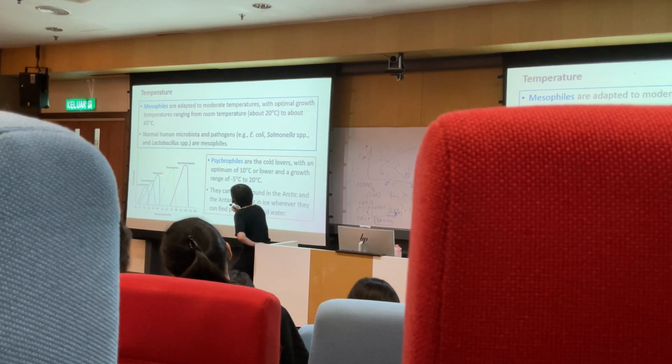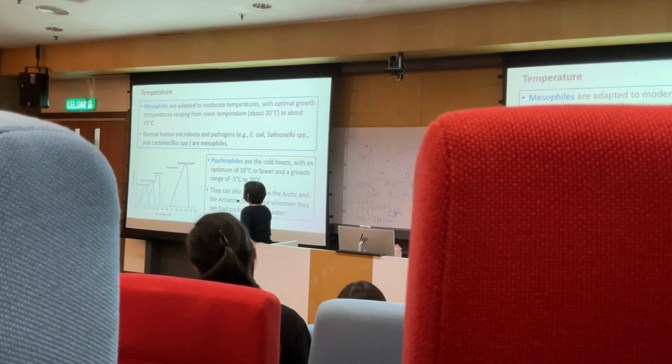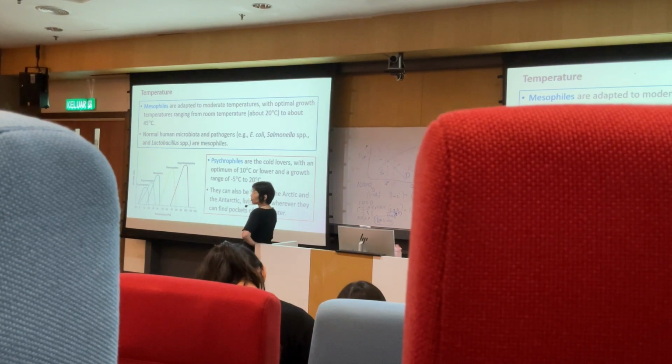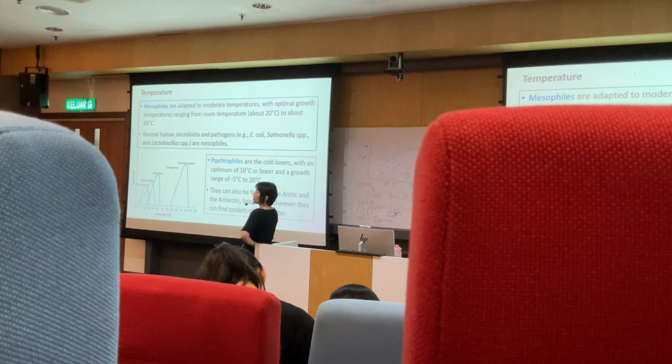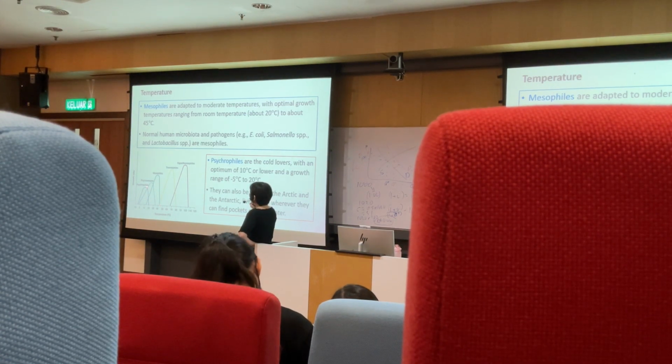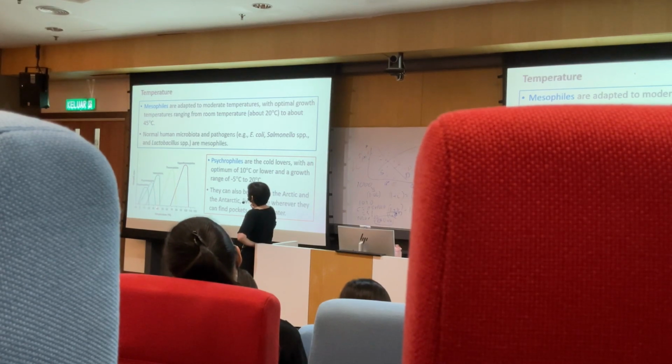Between mesophiles and psychrophiles, you have these psychrotrophs. Psychrotrophs can tolerate slightly low temperature. Their range is from 30 to about 0 degrees Celsius. So what does that mean? You have encountered all these psychrotrophs: those bacteria that can grow happily in your fridge. Those bacteria living in the fridge are psychrotrophs.